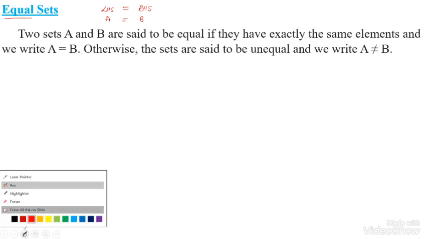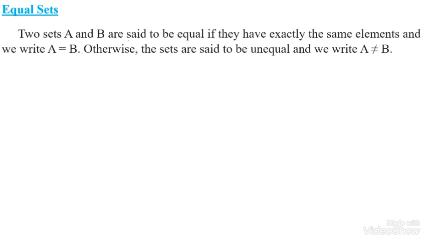Two sets A and B are said to be equal if they have exactly the same elements, and we write A = B. Otherwise, the sets are said to be unequal. For example, if A is a set containing the elements 1, 2, 3, and another set B contains the elements 1, 2, 3, then both sets A and B are equal. We can write A = B.